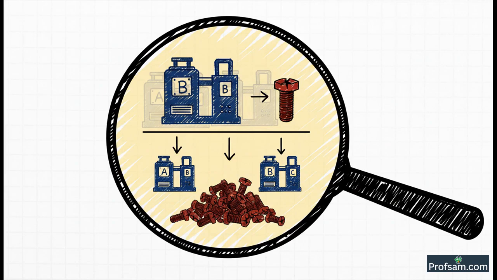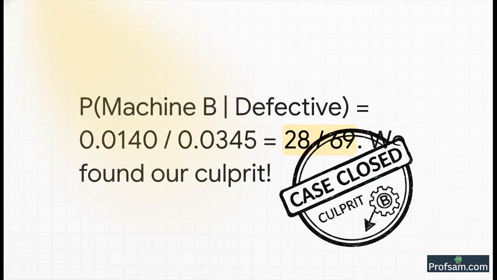Okay, we're at the final step. It is time to apply the detective's formula. We want the probability that the bolt came from machine B, given that it is defective. So our numerator will be the specific calculation just for machine B, and the denominator will be the total probability we just found. Now we just substitute the values.